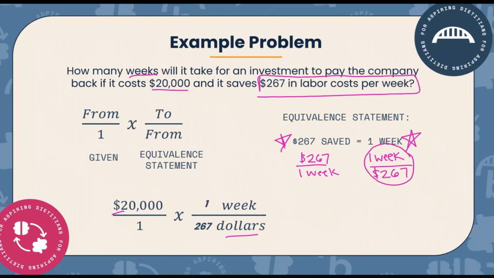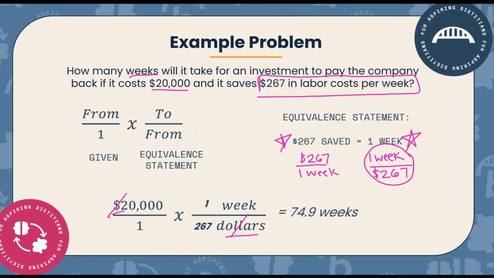Every 1 week, the company saves $267. Dollars will cancel out, and that means it will take 74.9 weeks for the company's investment to pay itself off, given that it saves $267 every week and it costs $20,000. This is called your payback period. And again, we will cover this in depth.